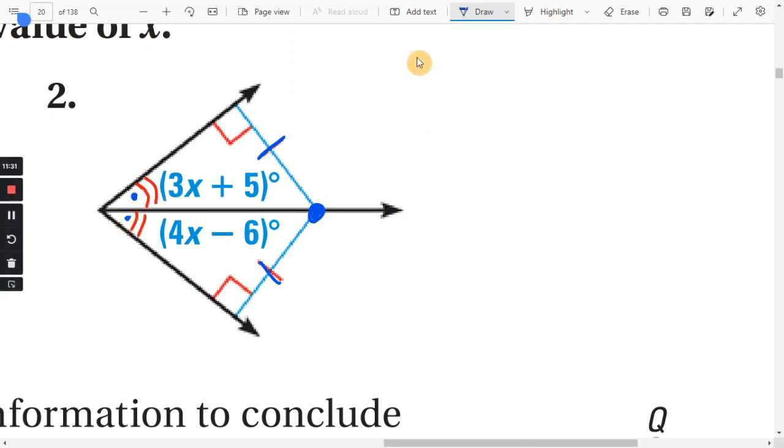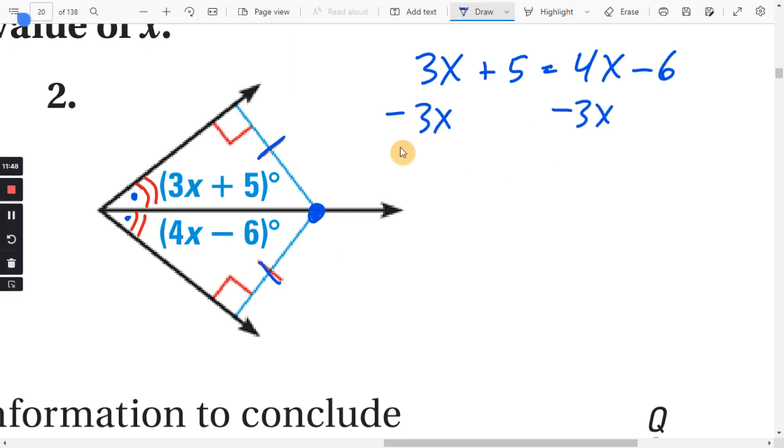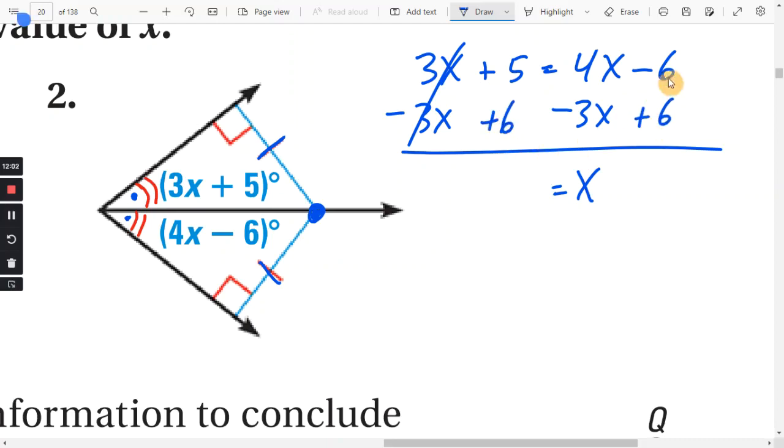So 3x plus 5 is going to equal 4x minus 6. Solving for x, I like to subtract the smaller x. So 3x is less than 4x. 3x minus 3x is gone. 4 minus 3 is 1, so that's just 1x. And negative 6, I want to move that over. The opposite is positive 6. 5 plus 6 is just 11.